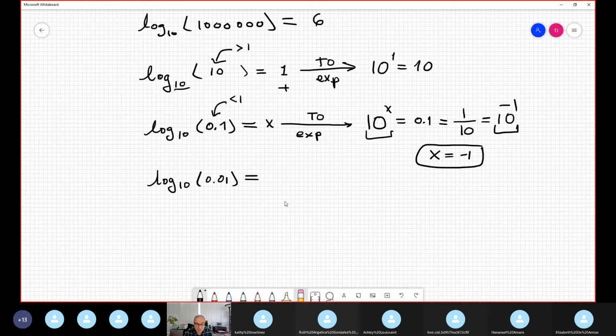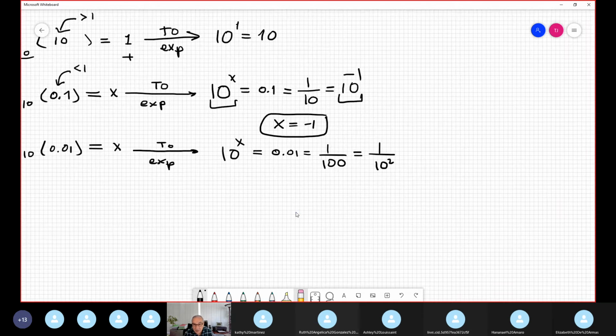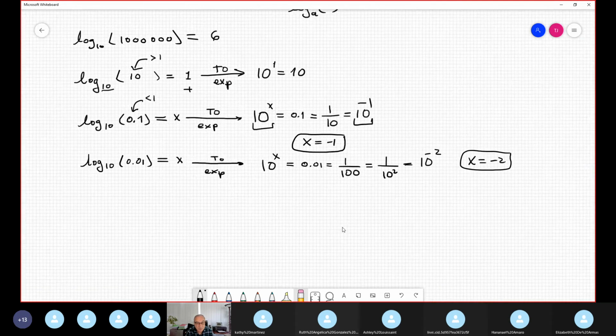So let's convert to exponential. The base is 10. The exponent, I don't know. And this is 0.01, which is 1 over 100 in fraction, and it's 1 over 10 squared. My goal is to find a common base as a power of 10, but it's reciprocal. It's 10 to the minus 2. Therefore, the answer is x equals minus 2. So when the number is smaller than 1, the answer of the logarithm is negative.